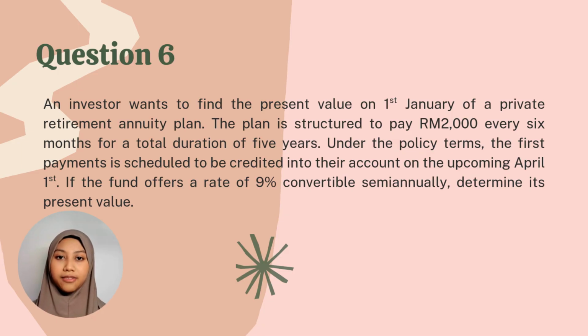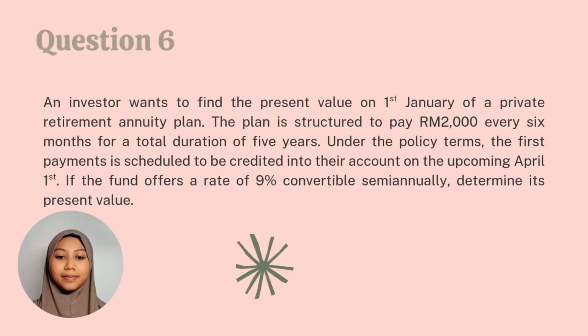Assignment 3 SOA. Firstly, let's read the question. An investor wants to find the present value on 1st January of a private retirement annuity plan. The plan is structured to pay RM2,000 every 6 months for a total duration of 5 years. Under the policy term, the first payment is scheduled to be credited into their account on the upcoming April 1st. If the fund offers a rate of 9% convertible semi-annually, determine its present value.